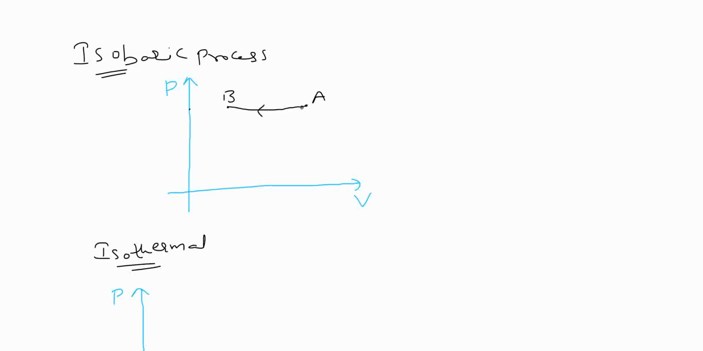Whereas other properties such as volume and temperature may change, but pressure remains constant. And these definitions are extremely important for us, because if the question mentions an isobaric process, you should understand that the pressure is constant throughout the path. So if it is an isobaric process, pressure is constant, and dP in that will be 0.